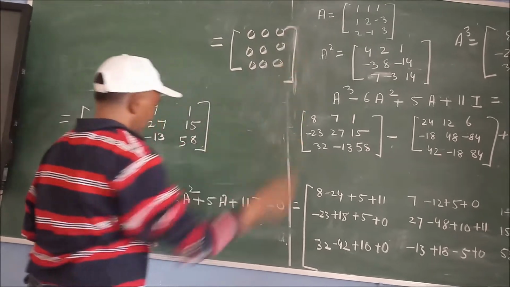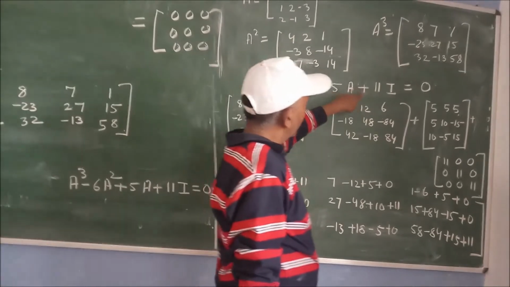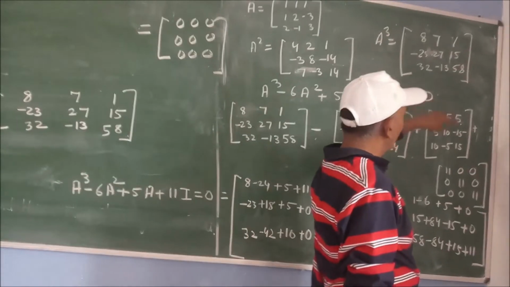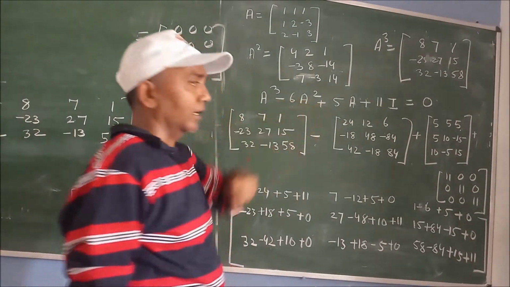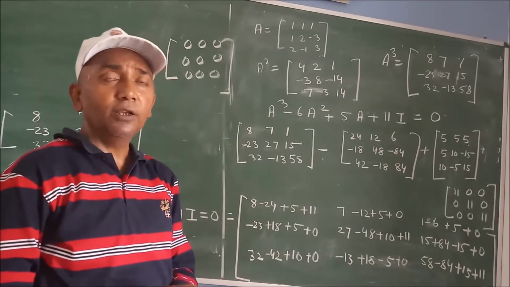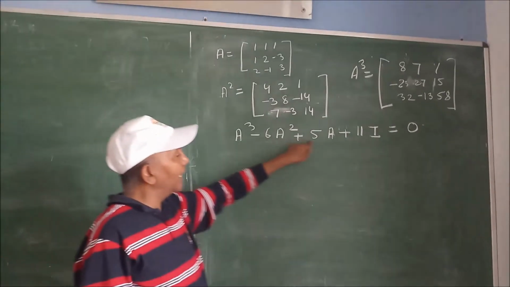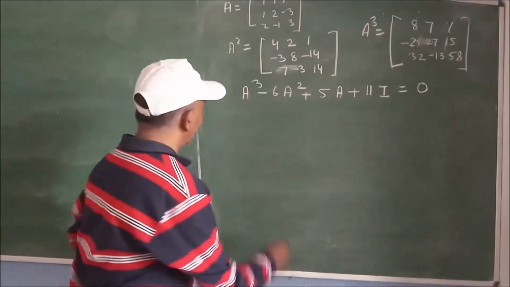So we have shown that A cube minus 6A square plus 5A plus 11I is equal to 0. So first we have to prove this result. And using this data, we have to calculate the inverse of the matrix. To find the inverse of A, first we multiply LHS and RHS of this result by A inverse.